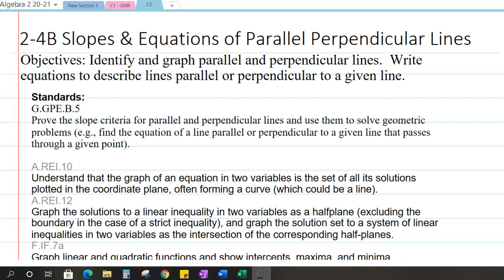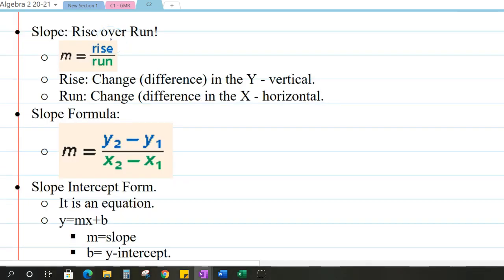Today we're covering slopes and equations of parallel and perpendicular lines. Our objectives are to identify and graph parallel and perpendicular lines, and to write the equations to describe lines parallel or perpendicular to a given line. Let's review a few key components first.